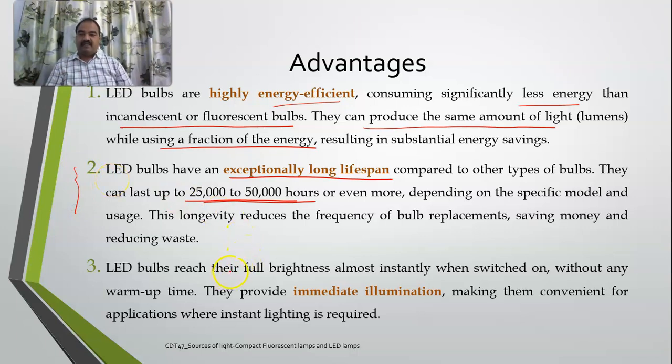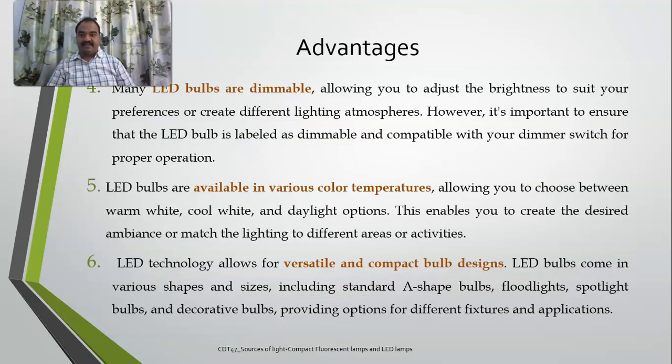And they are immediate illumination devices. LED bulbs reach their full brightness almost instantly. This is the problem with fluorescent lamps. Even though they are energy efficient, they have the problem of warm up time. Whereas LED bulbs give full brightness almost instantly when switched on, without any warm up time. That's why they are considered to provide immediate illumination. So wherever you require instant lighting, you can go with LED lamps.